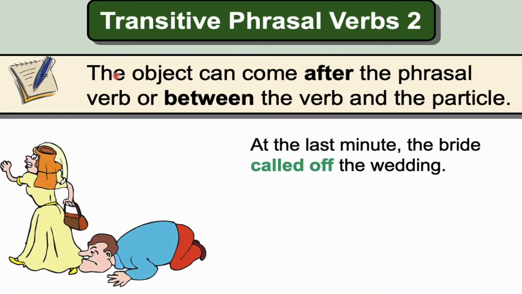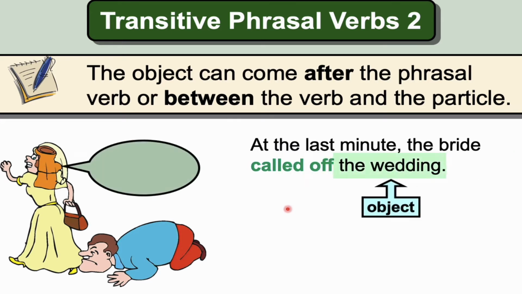As you can see here, the object can come after the phrasal verb or between the verb and the particle. The same example: at last minute, the bride called off the wedding. So what is the object? It is the wedding. Very good. Is it between the phrasal verb and the particle, or is it after the particle? Very good. It is after the particle.